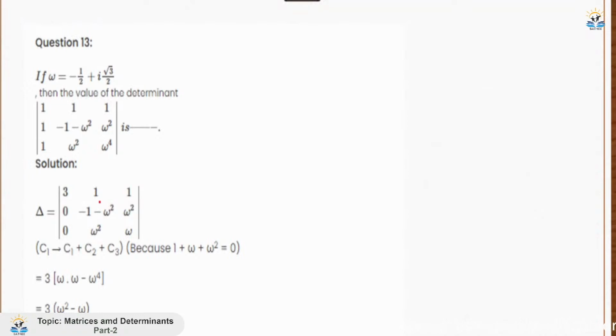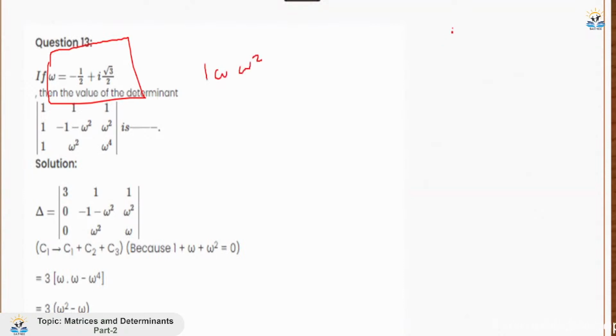Okay, let's solve this one also. Basically, you have been given with the value of omega. Omega is nothing but the cube root of unity, which is represented by -half plus iota root 3 by 2. Omega square is the complex conjugate of omega, which means omega square is nothing but just replace this plus sign with a minus sign. You will get omega square because cube roots of unity are 1, omega, and omega square.